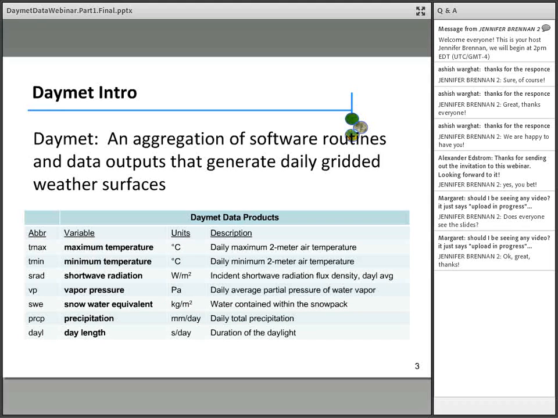There are 7 Daymet variables that are available as daily gridded surfaces. Listed here are the variables with the abbreviations that we use and that you'll see throughout today's webinar. So you see here the 7 variables and the abbreviations. Tmax is for maximum temperature, Tmin, minimum temperature, SRAD is shortwave radiation, VP, vapor pressure, SWE is snow water equivalent, PRCP is the abbreviation for precipitation, and DayL is day length.